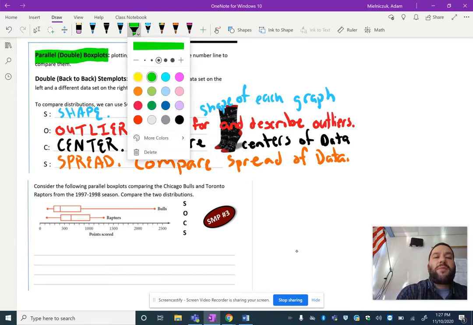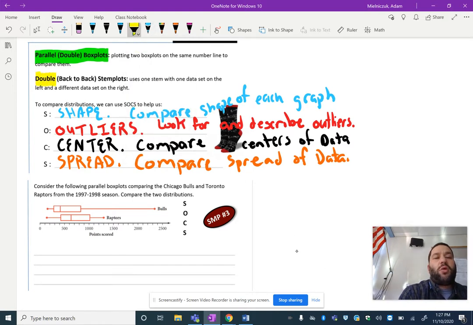The other type of comparison that we're going to make are double or back-to-back stem plots, which uses one stem with one data set on the left and a different data set on the right. We'll get to that example in a little bit.